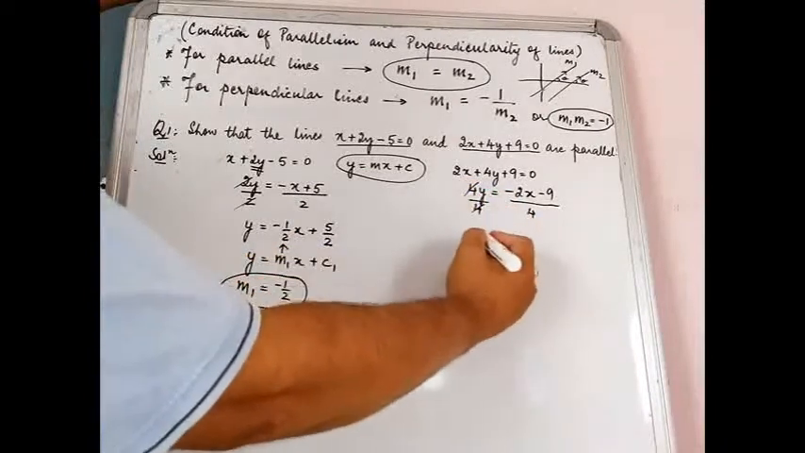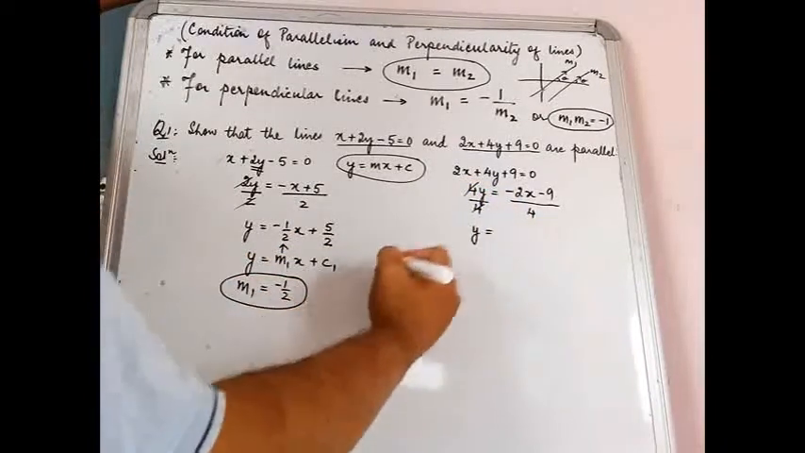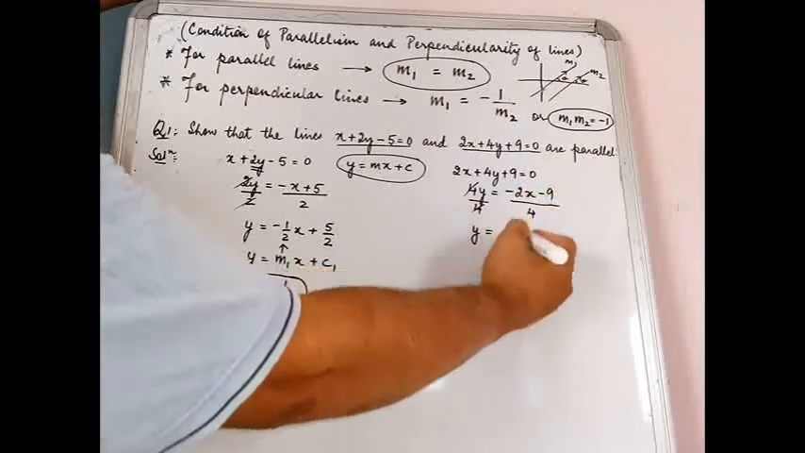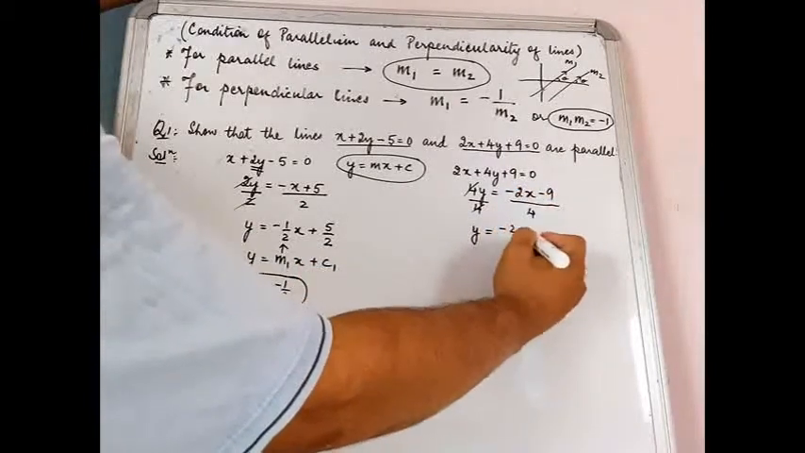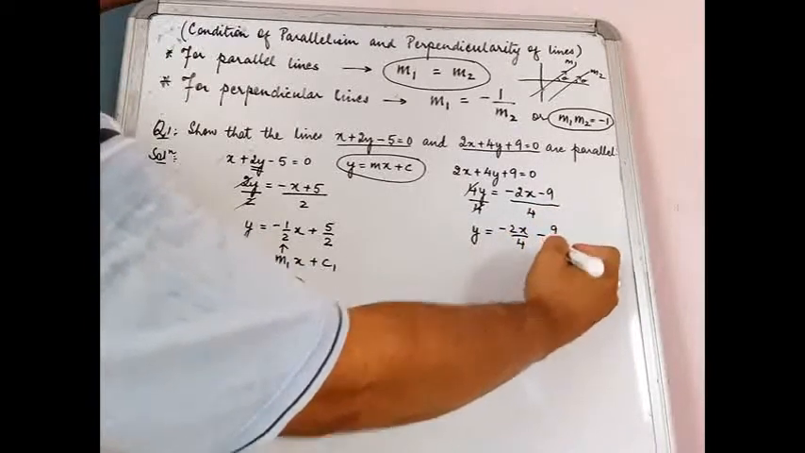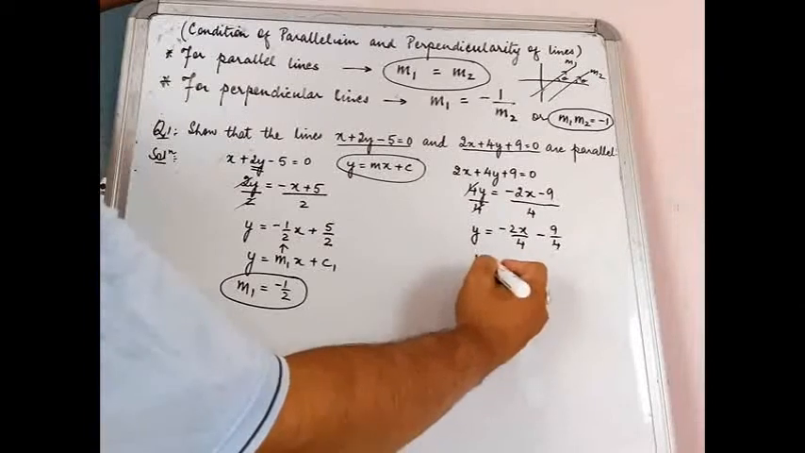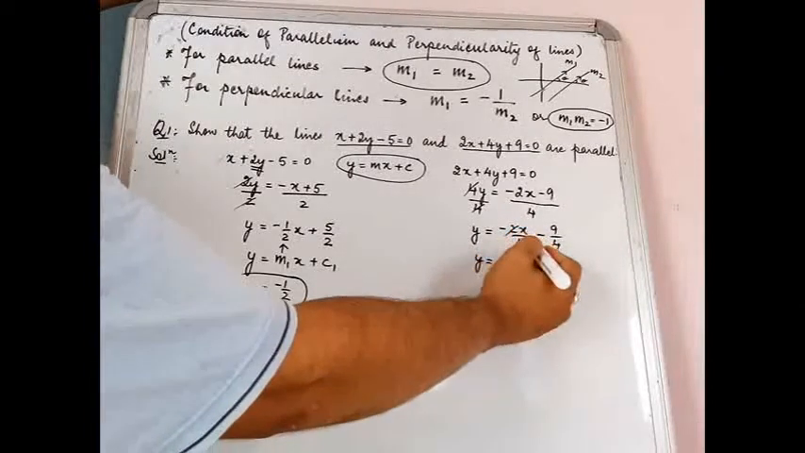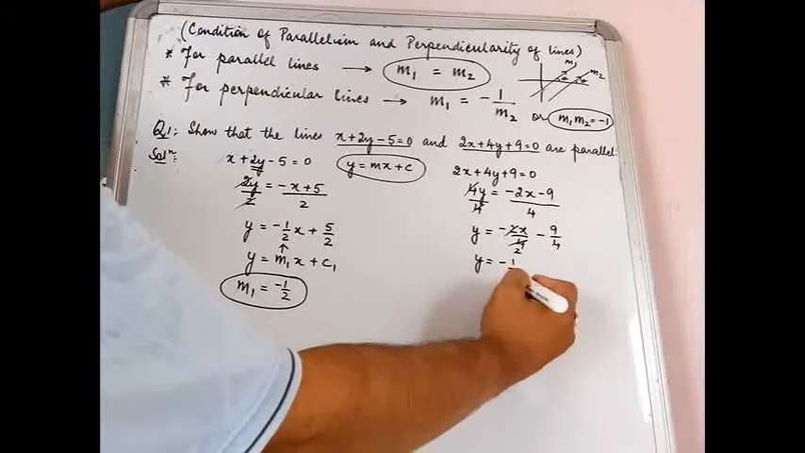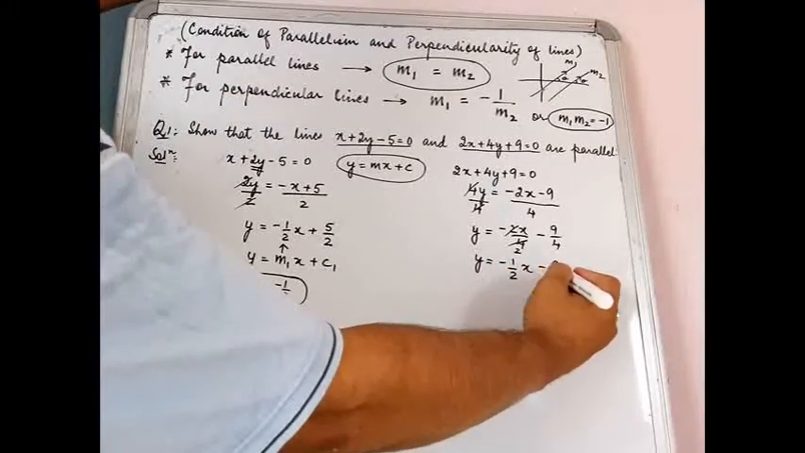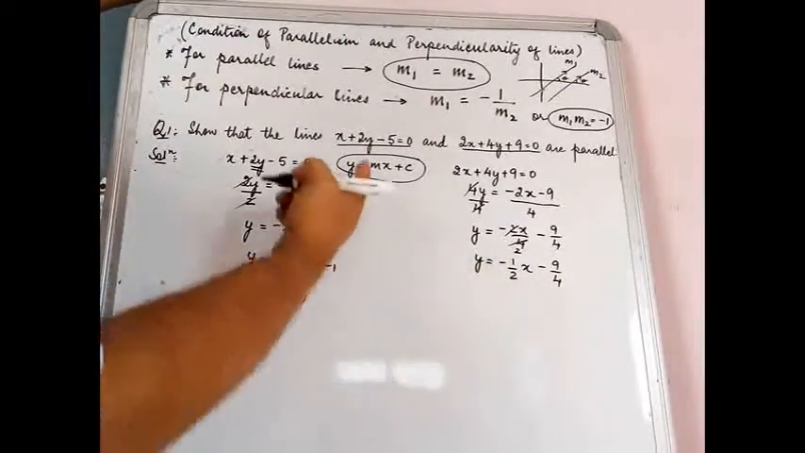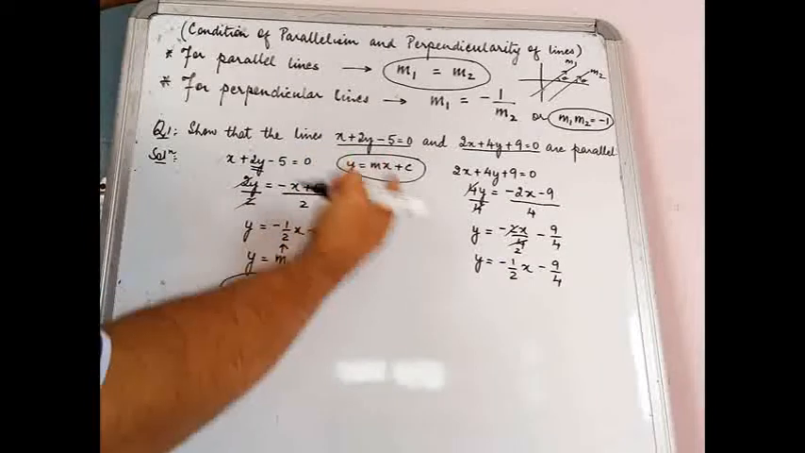4 and 4 get cancelled, so you have y is equal to, again individually I will divide minus 2x by 4, so that will become minus 2x by 4 and then minus 9 by 4. So we have y is equal to, now you see this 2 and this 4 get cancelled to give minus 1 by 2x minus 9 by 4. Okay, so now is this equation in this form now? Yes. y is equal to mx.